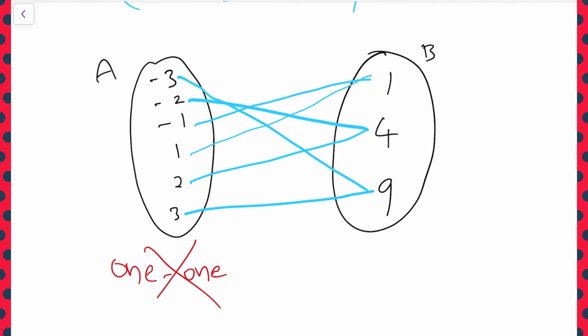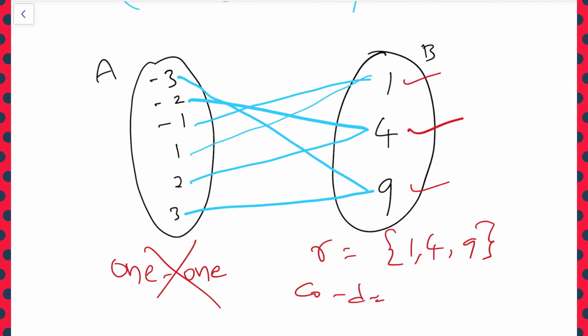Then is it a surjection? Let us check once. What is the range? 1 is the answer for some number, 4 is also the answer for some number, 9 is also the answer for some number. So the range is equal to 1, 4, 9. Then what is the codomain? Total set B, that is nothing but 1, 4, 9. Here range as well as codomain are equal to each other, so we can conclude this is a surjection, otherwise onto function. It is an onto function but not a 1-1 function.